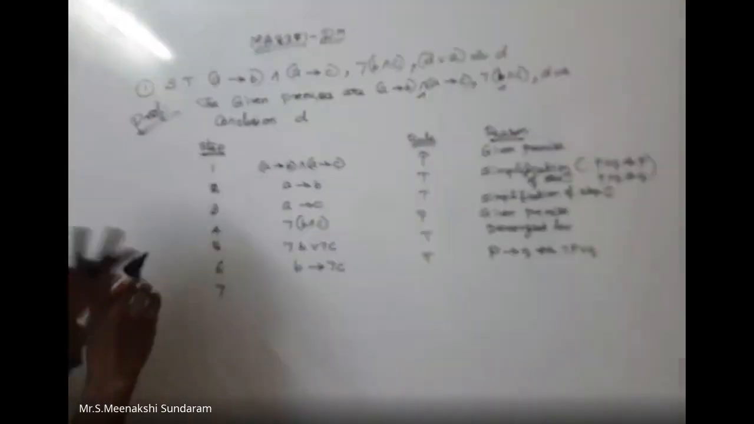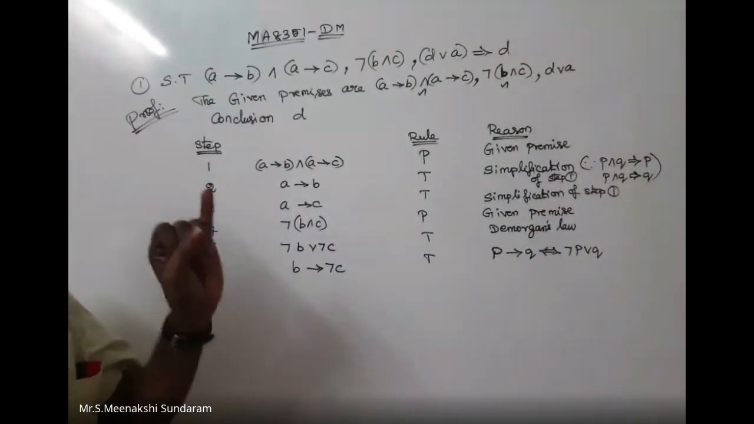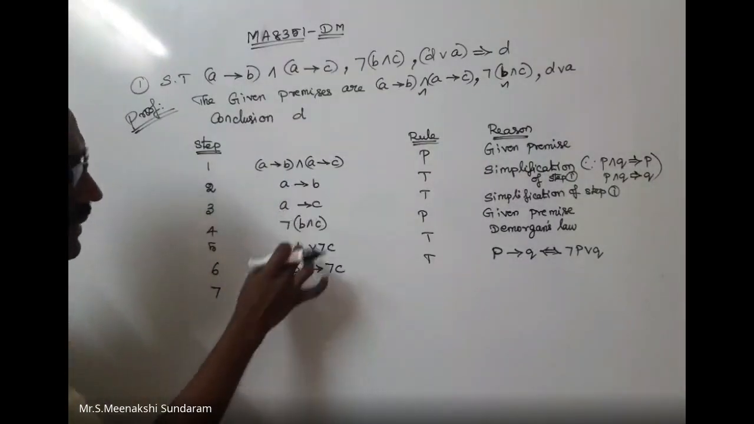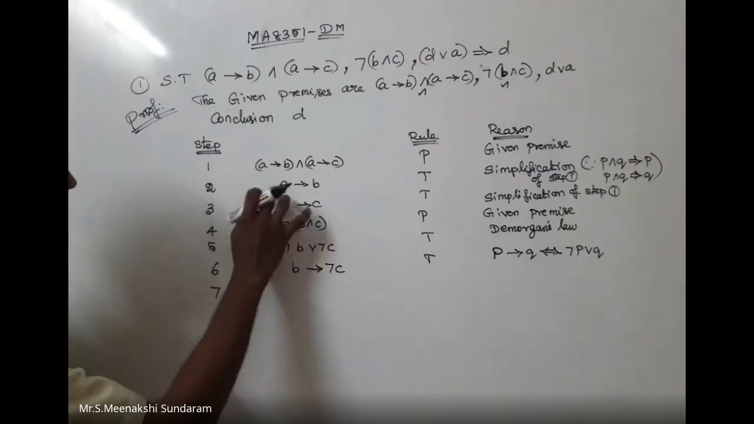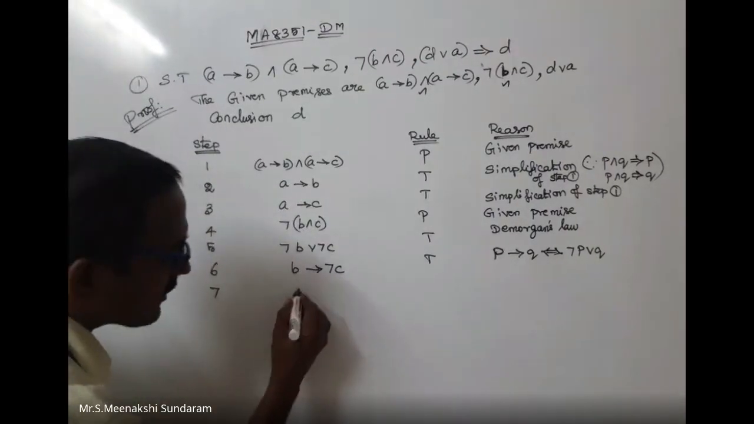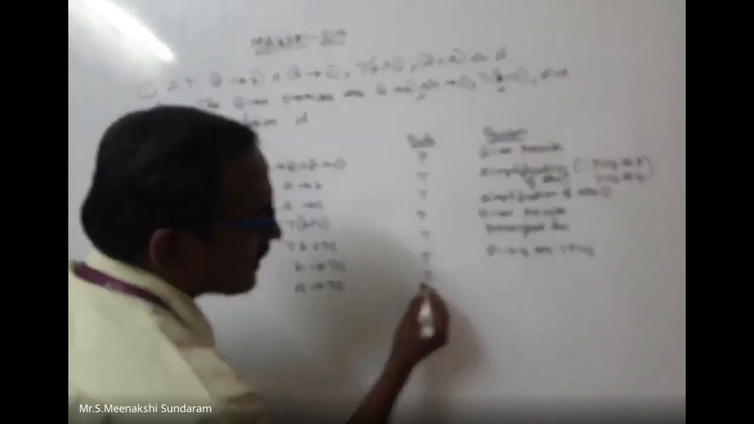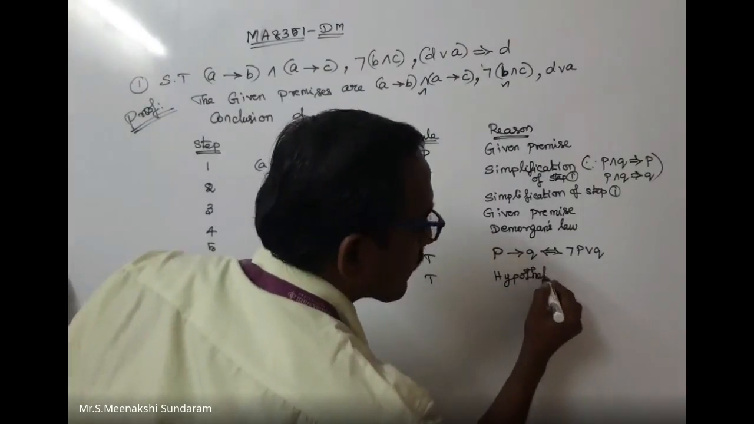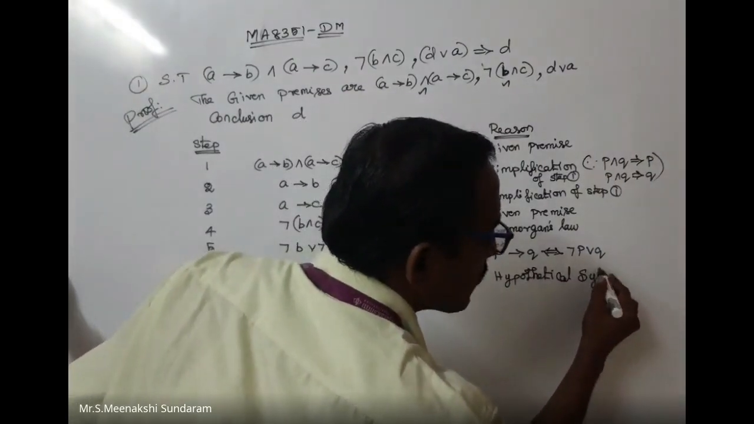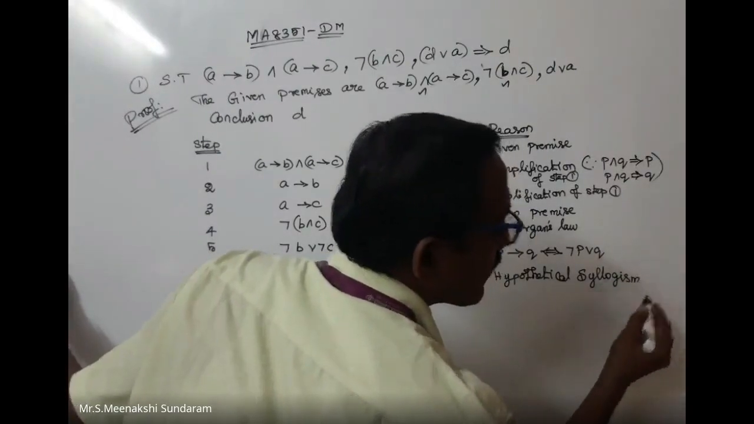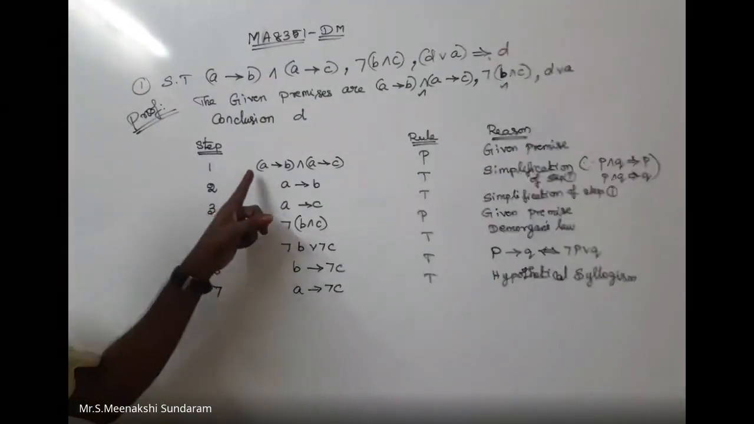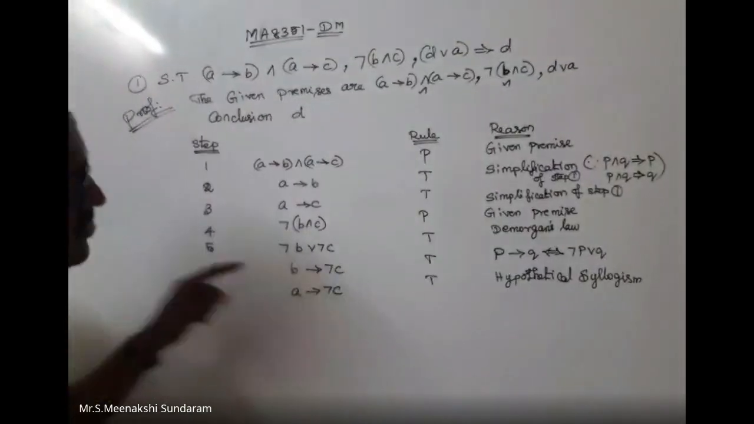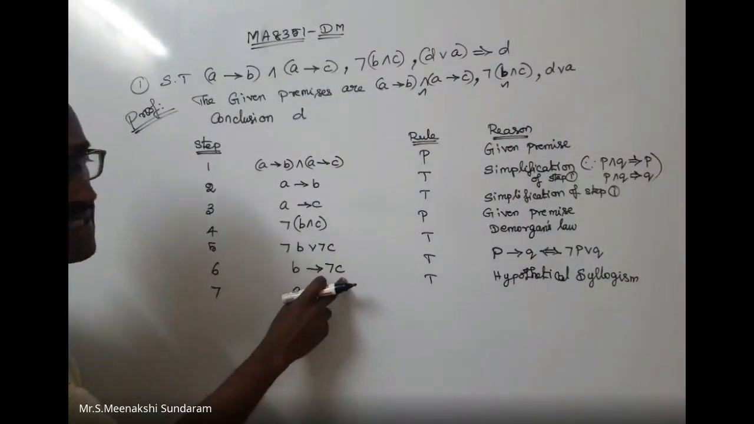A to B. There are three things I told you: modus ponens, modus tollens, hypothetical syllogism. Use the third. A to B, B to C. Then you can write A to negation C. Hypothetical syllogism. Check the formula. Hypothetical syllogism: A to B, B to C, then you can write A to C. That is called hypothetical syllogism.